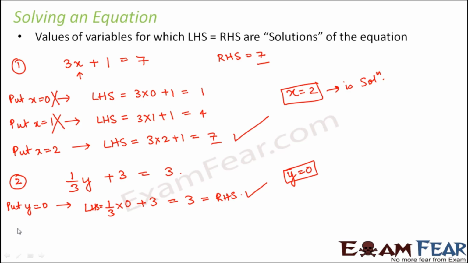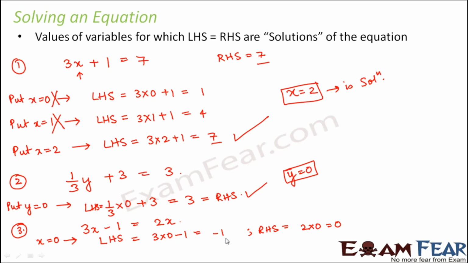Let's take one more example. Let us consider this equation 3x minus 1 is equal to 2x. In this case, you have one variable, that is x, but you have two terms involving this variable. So let's see how you do this. Again, let's first try with x is equal to 0. For x is equal to 0, LHS is equal to 3 into 0 minus 1, which is equal to minus 1. And RHS will be equal to 2 into 0, that is 0. So LHS is minus 1, RHS is 0. LHS and RHS are not equal, therefore x equal to 0 is not the solution.